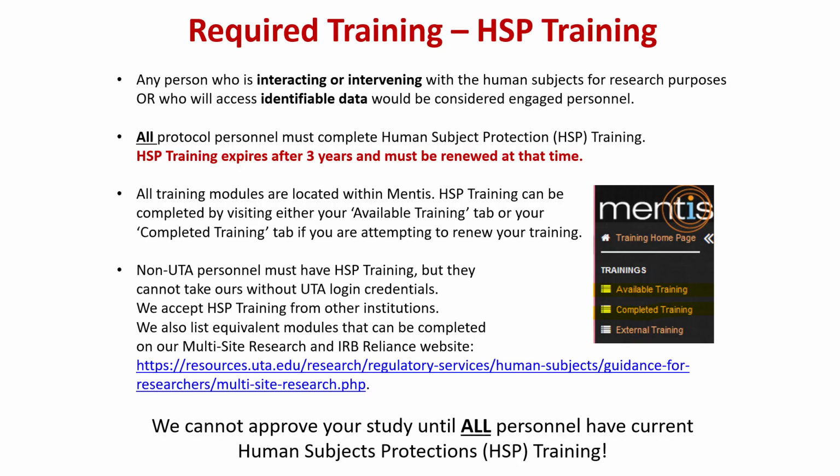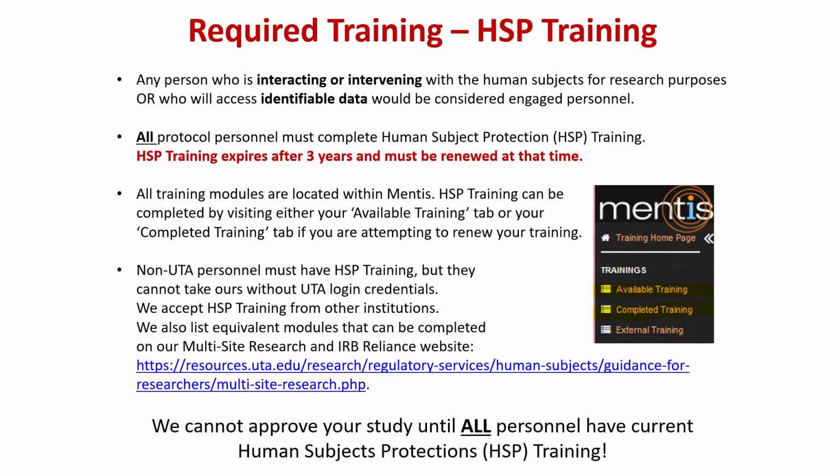HSP training must be renewed every 3 years. This is a requirement for all researchers, UTA personnel, and non-UTA collaborators. If your study has non-UTA collaborators engaged in the research, they will not be able to access our HSP training in Mentis. In order to access that website, they will need UTA login credentials.